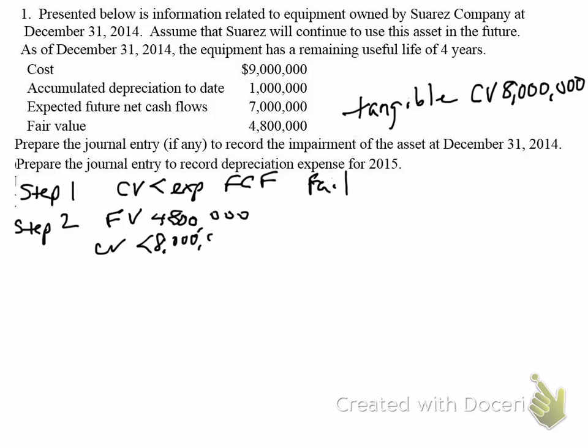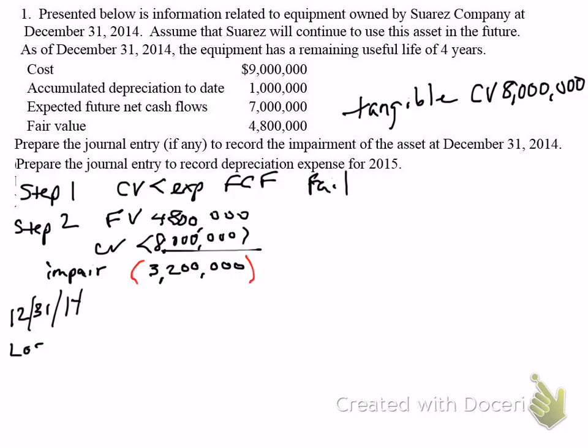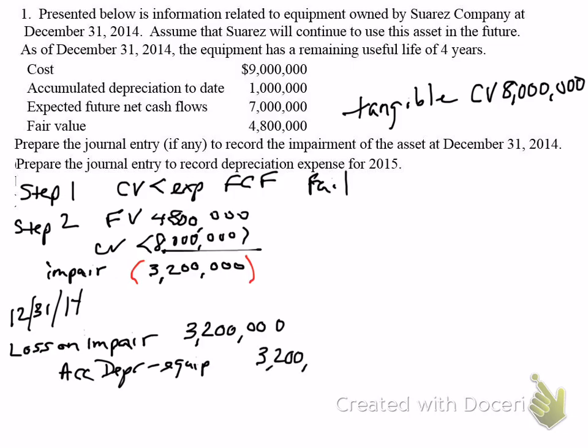The second step, we take the fair value of $4.8 million, subtract the carrying value of $8 million, and we determine that there is an impairment of $3.2 million. So the journal entry would be loss on impairment, $3.2 million, accumulated depreciation equipment, $3.2 million.